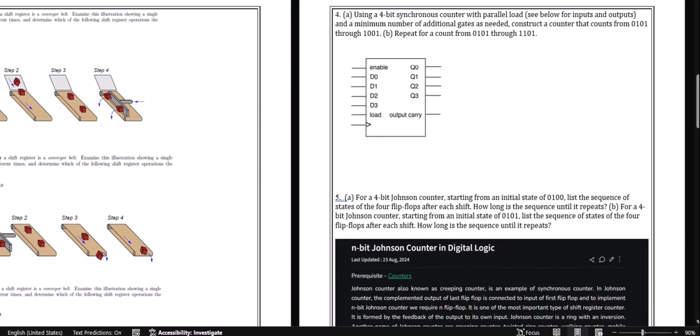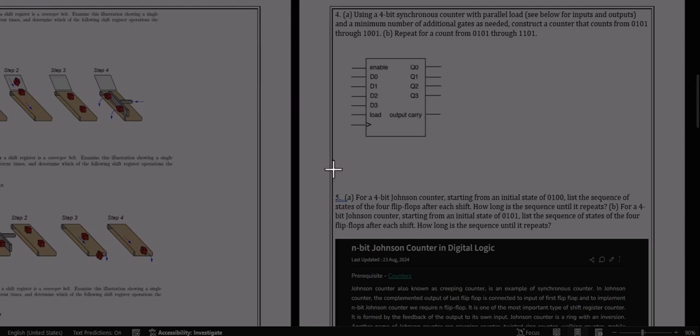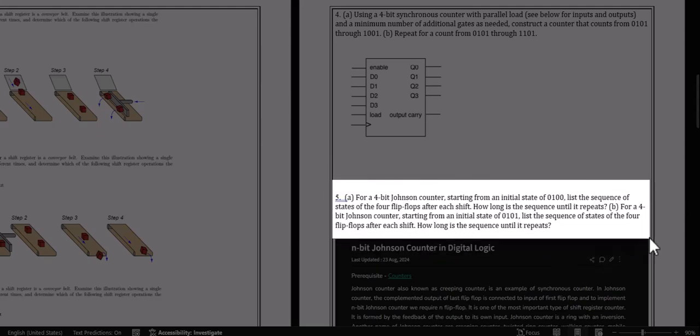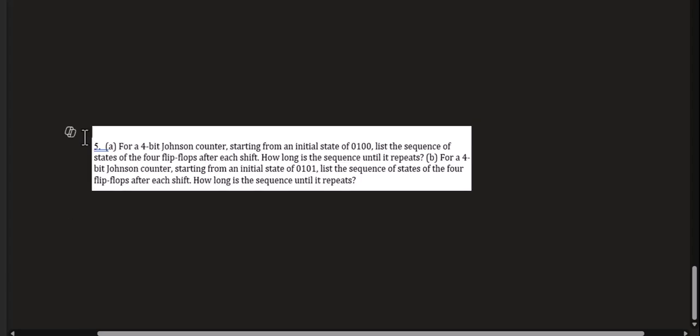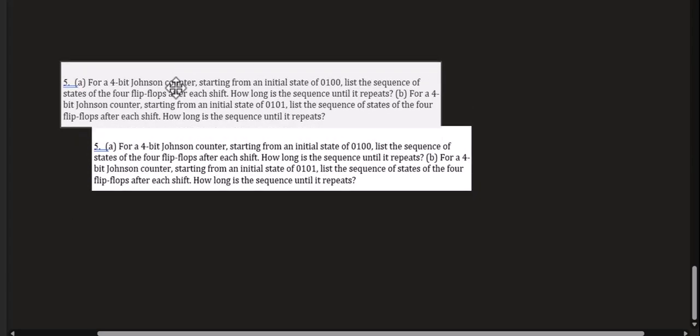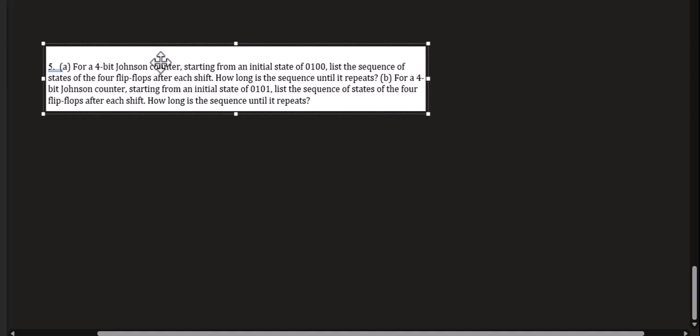All right, so let's talk about a Johnson counter and a ring counter. So a counter just means it follows some sequence. So it doesn't have to count up or count down. It just follows some sequence. And the way a Johnson counter works is like this.